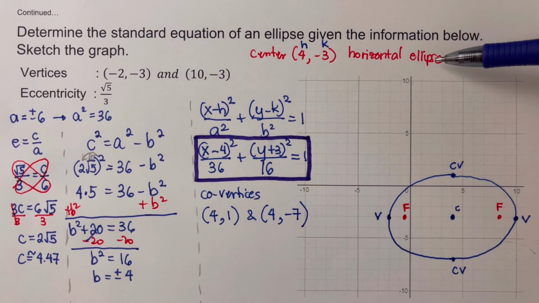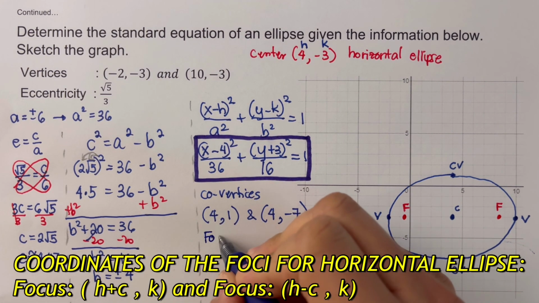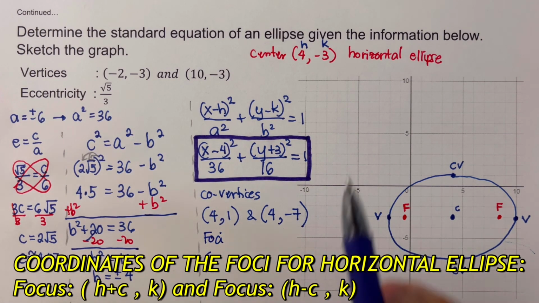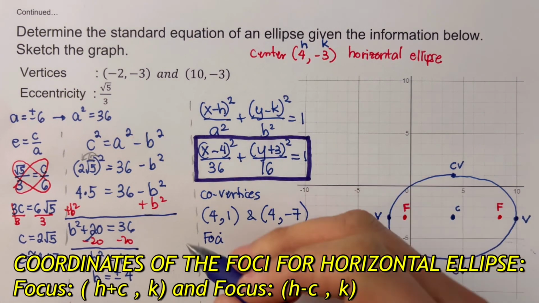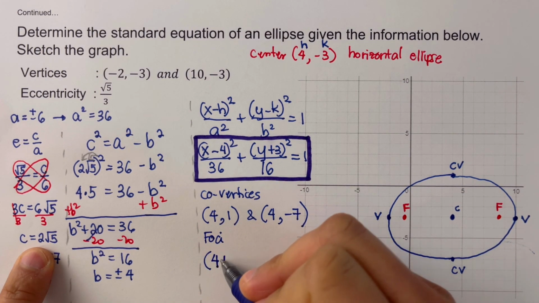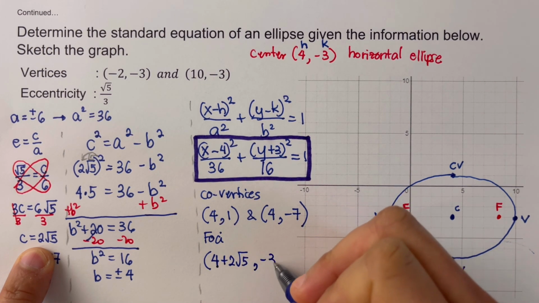Since this is a horizontal ellipse, the general notation for the two foci of a horizontal ellipse is (h plus c, k) and (h minus c, k). So the coordinates of the two foci would be, that is h plus c comma k. So h plus c, so the h is 4, our c is 2 square root of 5, so plus 2 square root of 5. And then k, which is -3.